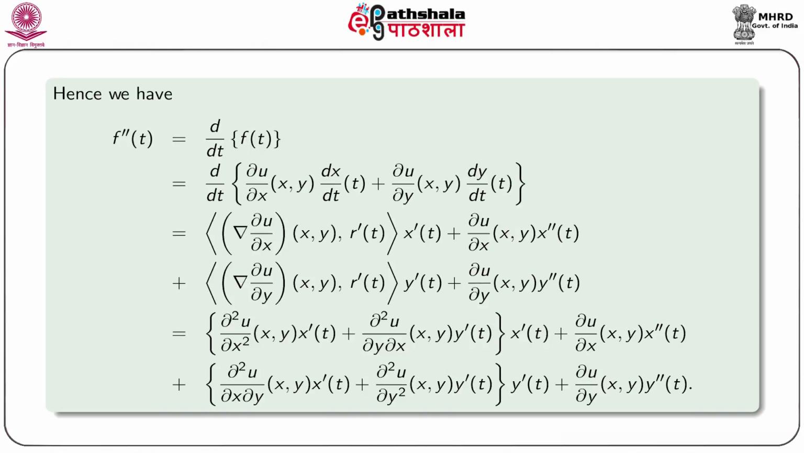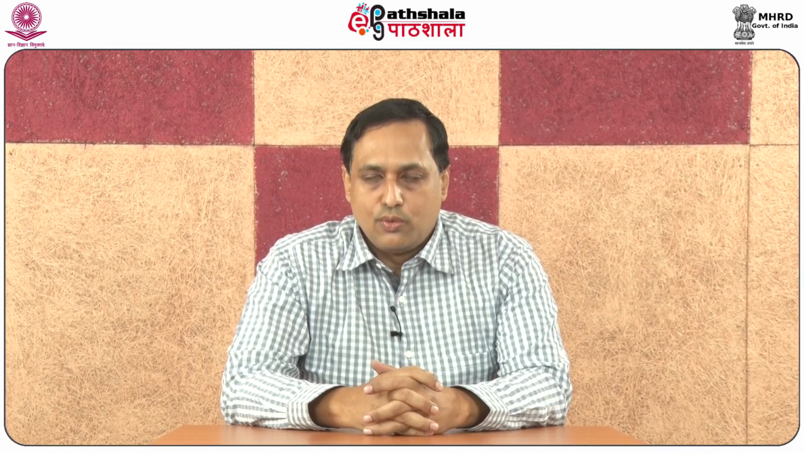Using the earlier steps, we can also find the value of f''(t), which we have shown here. So far, we have deduced two different forms for chain rules of scalar fields. Later, when we shall study chain rule for vector fields, we can find that these two are particular cases of it. With this, the module comes to an end.